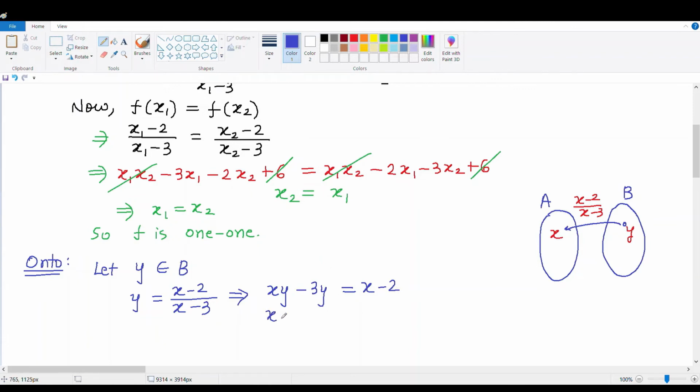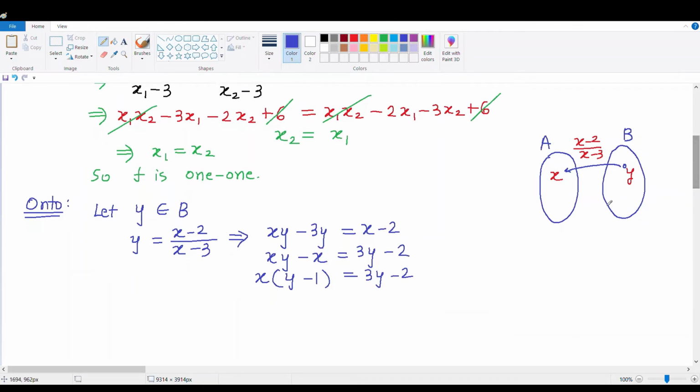So I will have xy. Now I'm bringing x over here, so minus x. Now I'm sending 3y over there, so 3y minus 2. Now this both has x, so I can take x out as common, and then x times (y minus 1) equals 3y minus 2.